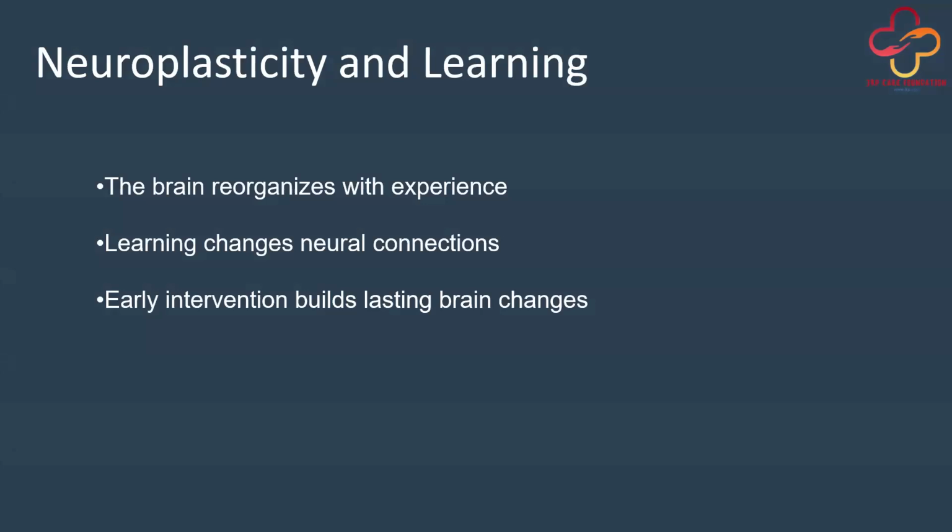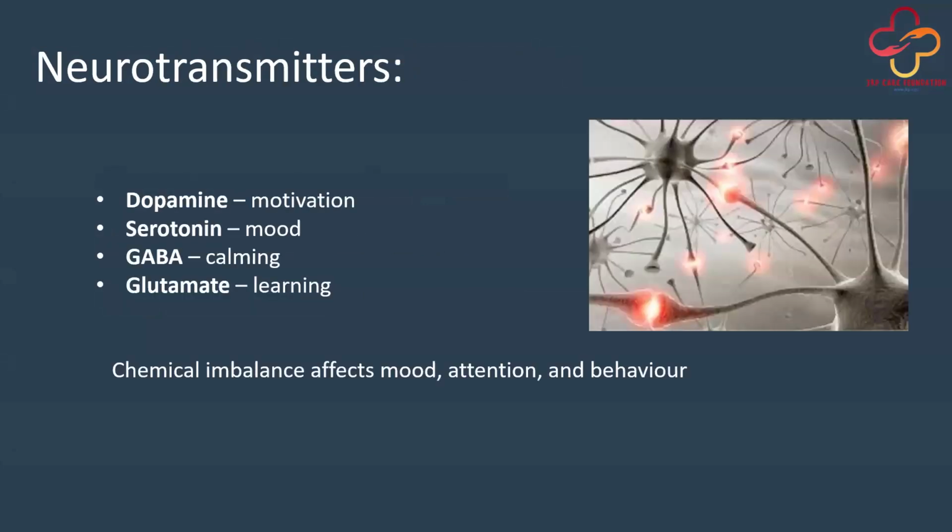So, neuroplasticity and learning. The brain reorganizes with experiences. Learning changes neural connections. The more they learn in early childhood, because neuroplasticity is higher then, the more easily new neural connections are formed. Early intervention builds lasting brain changes. We have seen why early intervention is important in the last session also.